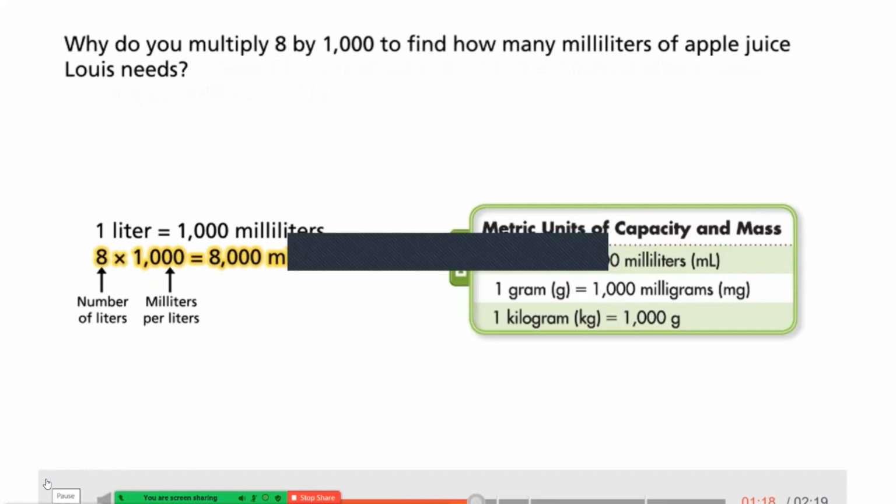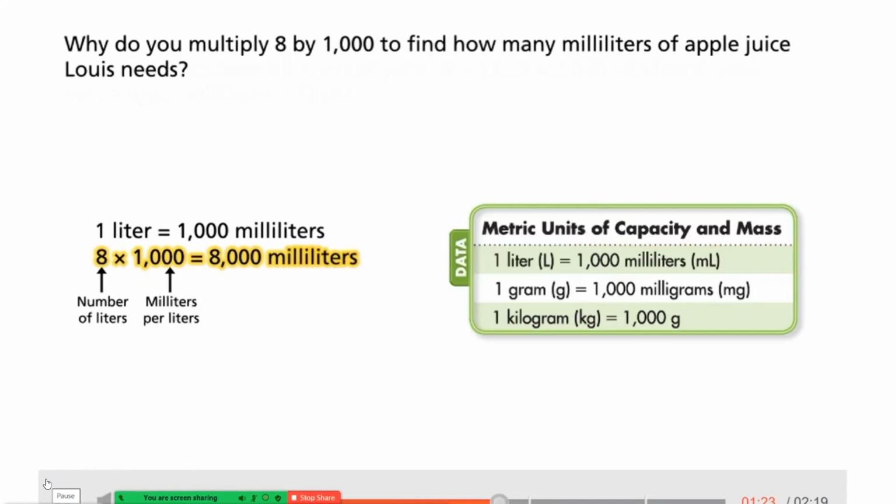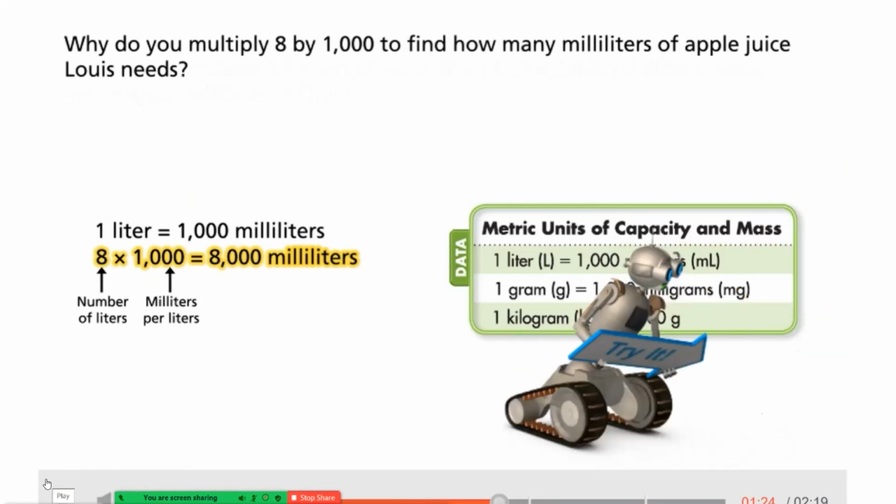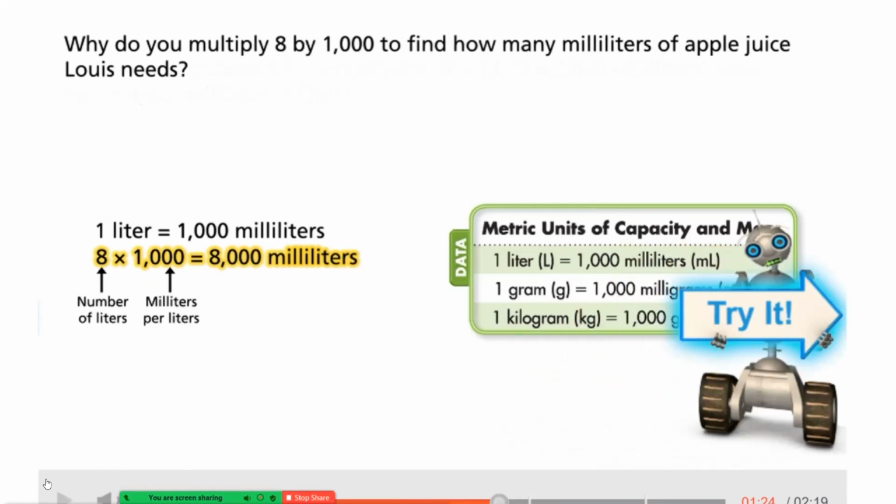Why do you multiply 8 by 1,000 to find how many milliliters of apple juice Louis needs? Now here, remember, when we're moving from a large unit into a smaller unit, we're going to multiply because smaller units are made up of more parts. So we multiply to go from big to small. If we were going from a small unit to a big unit, then we would divide.